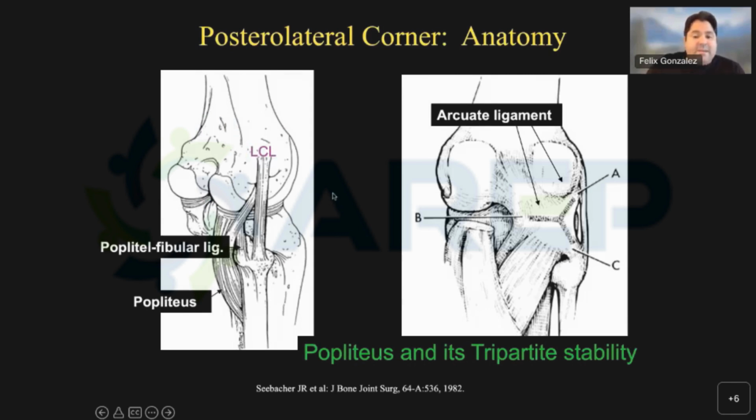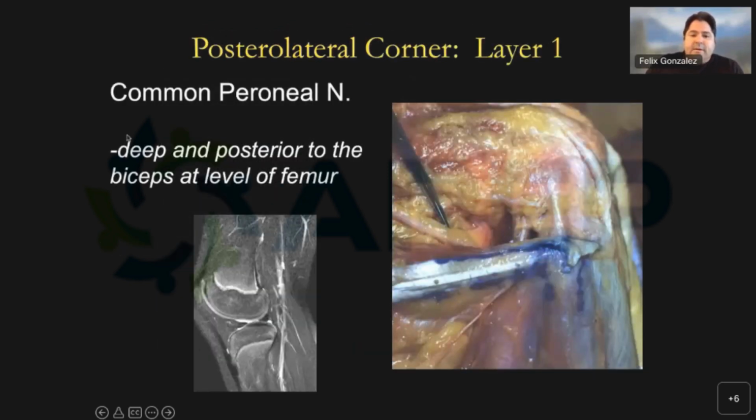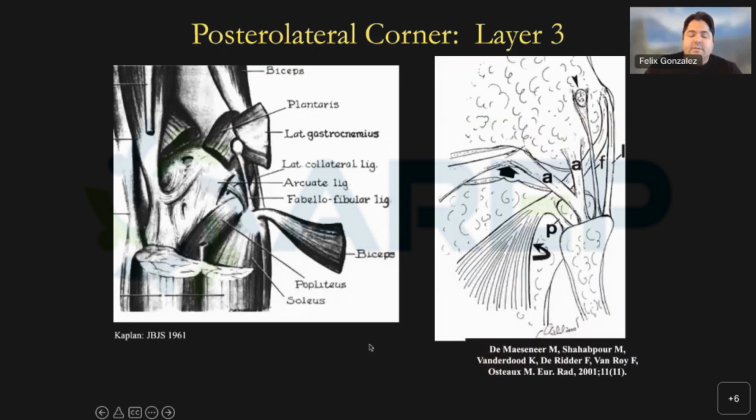Basically, the anatomy is quite complex. You have multiple players here. The popliteus tendon, the lateral collateral ligament, and the arcuate ligament are classic components of this compartment. I just wanted to make sure that you know of the common peroneal nerve that can classically get injured. It's located deep and posterior to the biceps at the level of the femur. So on MRI, just lay eyes on the common peroneal nerve, which can get injured in an injury that involves the posterior lateral corner.